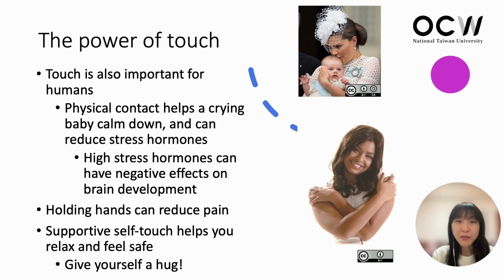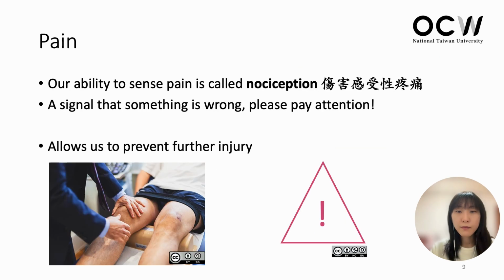The power of touch is also important in humans. Having enough physical contact is important in children's development. It can calm a baby down and even lower their stress hormones. Research has also shown that holding hands can reduce pain. And don't forget to give yourself a supportive self-touch, or give yourself a pat on the shoulder, so as to reduce your stress levels.